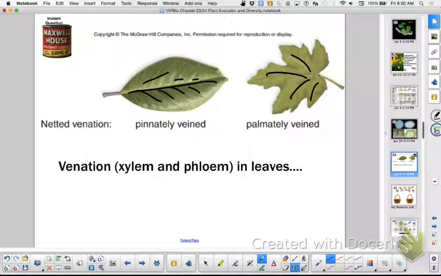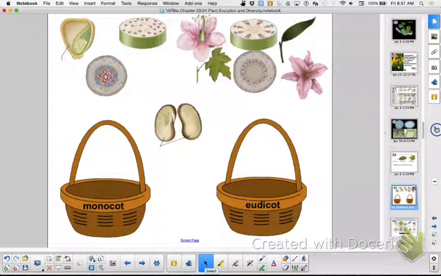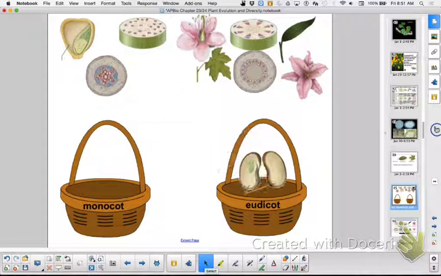Okay? So let's play a little game. Put it in the basket. Is it monocots that curve, or is it the eudicots that curve? Both can. Oh, both can. Okay? So, you don't know this part. That's okay. What is this? Monocot or eudicot? Eudicot. It is.